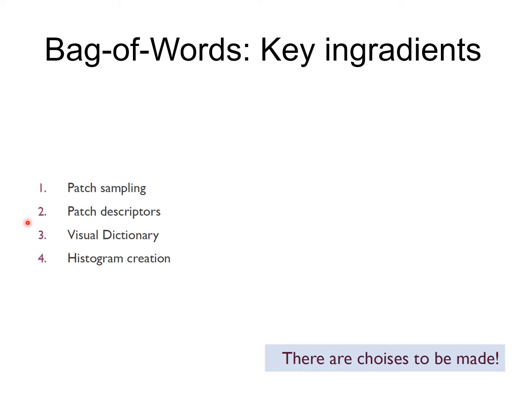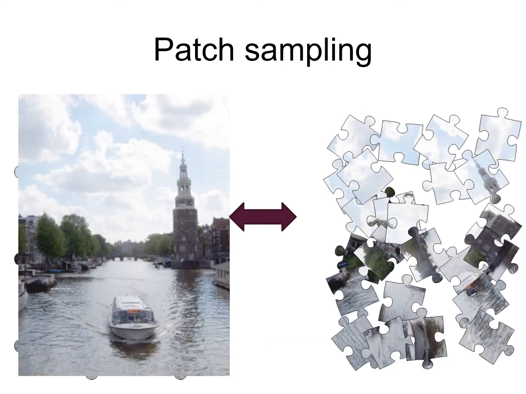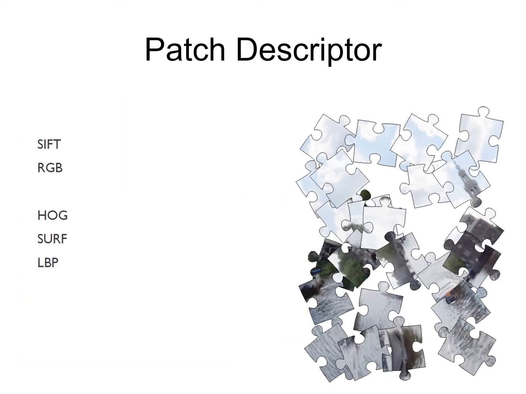So the dictionary is shared among all the image samples, and each image sample will have a histogram of the number of visual words that appeared in the dictionary. Step 1, patch sampling. Step 2, patch descriptor.